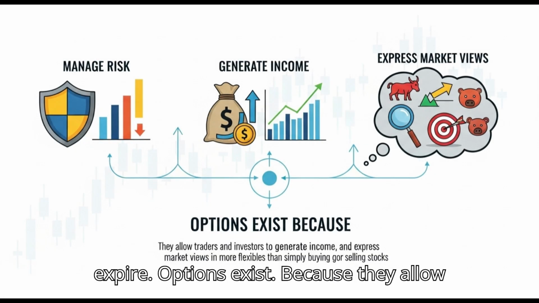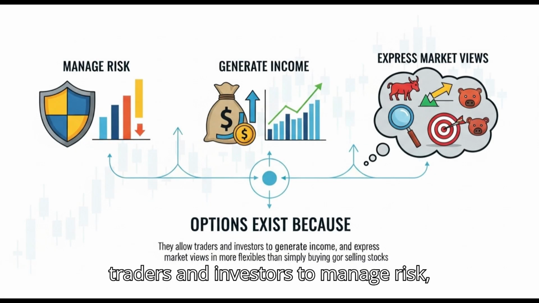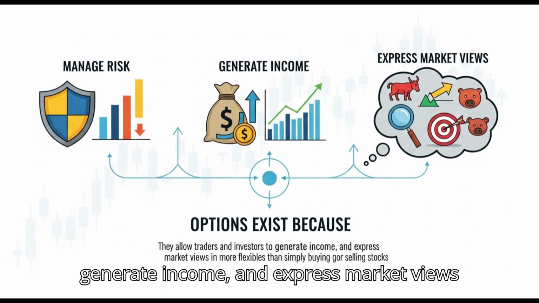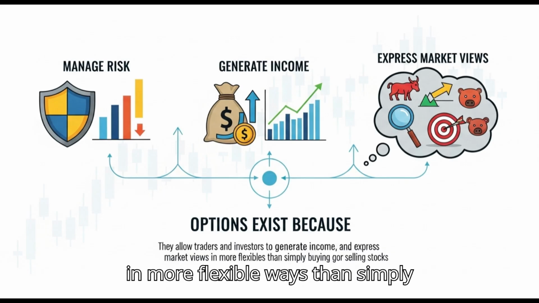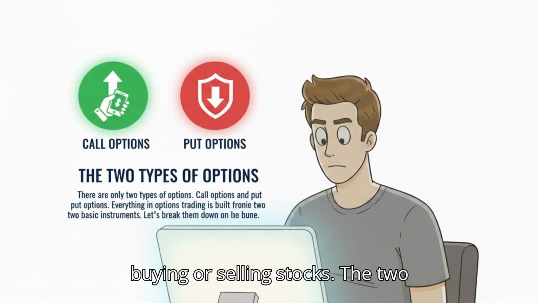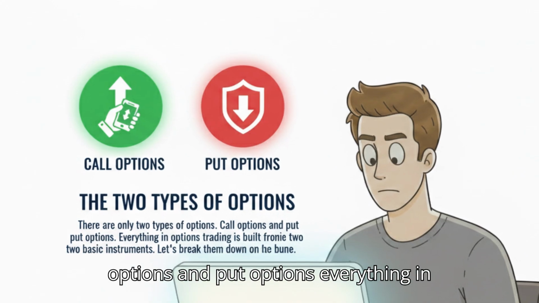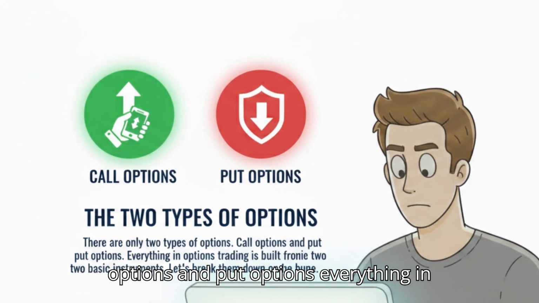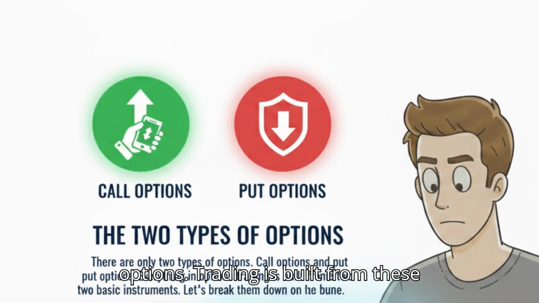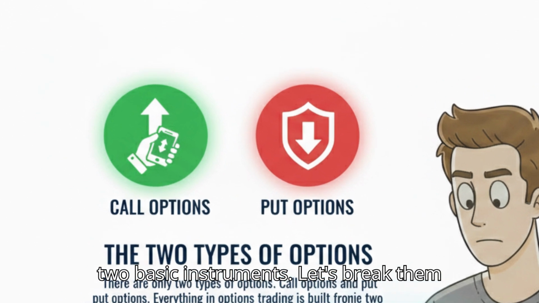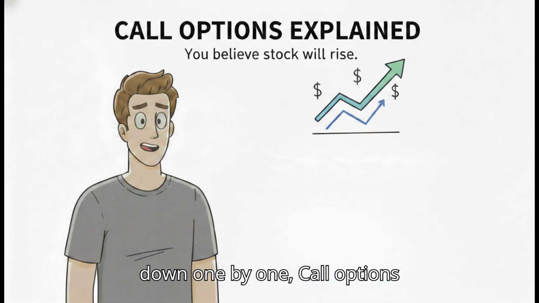Options exist because they allow traders and investors to manage risk, generate income, and express market views in more flexible ways than simply buying or selling stocks. There are only two types of options: call options and put options. Everything in options trading is built from these two basic instruments. Let's break them down one by one.